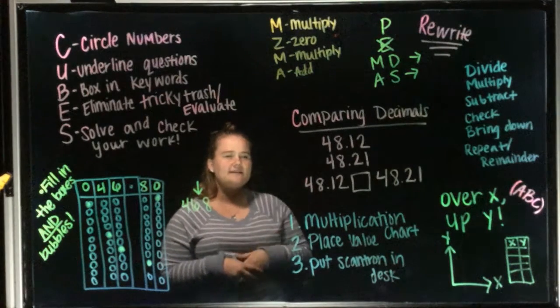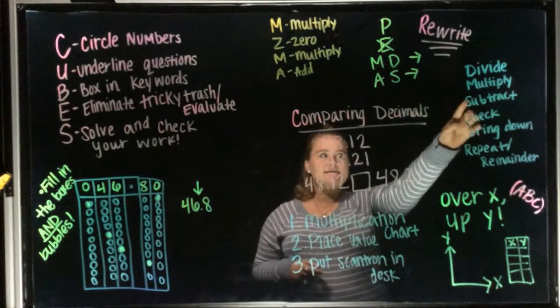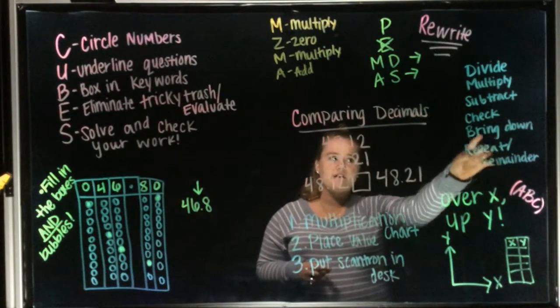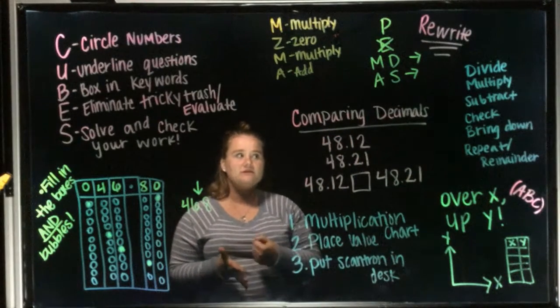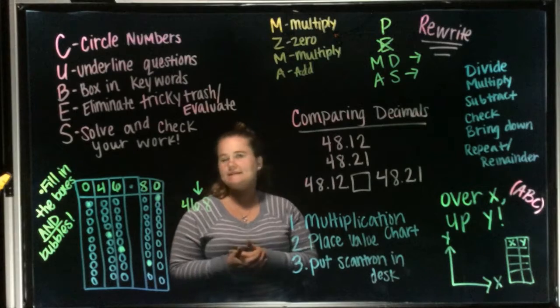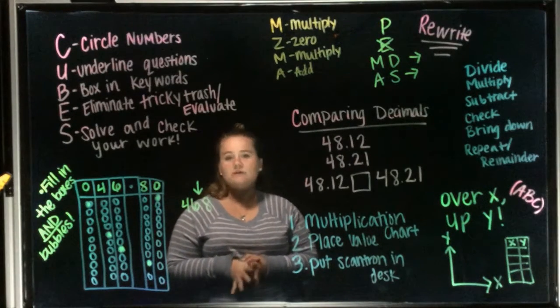Does McDonald's sell cheeseburgers raw? Divide, multiply, subtract, check, bring down, repeat, and remainder. This is something that we really struggled on this year, so we've practiced it a lot, and we've done it a lot in the last couple of days in our review. Make sure you have those steps written down.